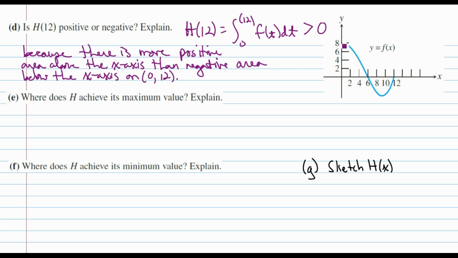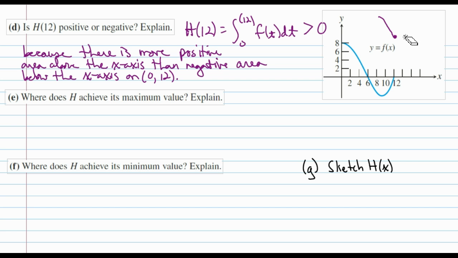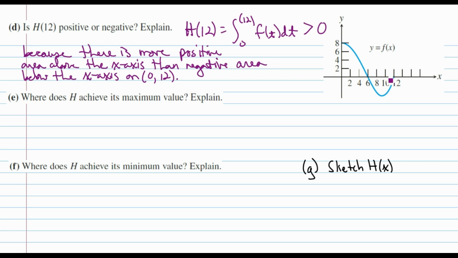The left endpoint, the derivative is positive, so h would be increasing after a left endpoint. That's a minimum, so we'll keep that in mind here for f. And then how about negative before a right endpoint? That would be decreasing, h would be decreasing before a right endpoint. So that would also be a minimum. So our endpoints here are minimums. We'll have to keep that in mind for part f.